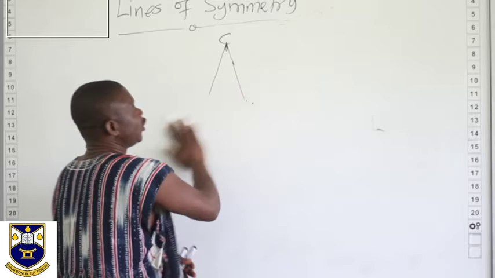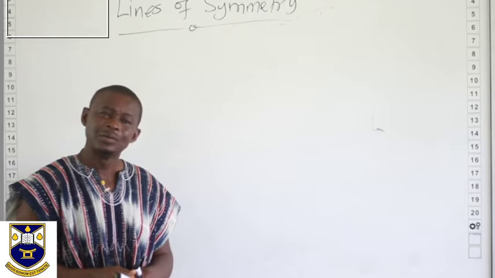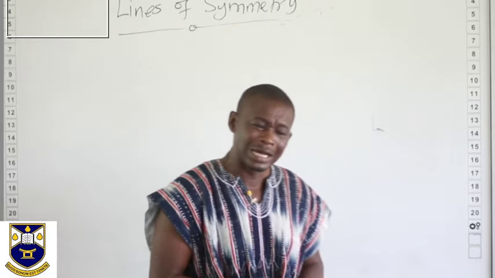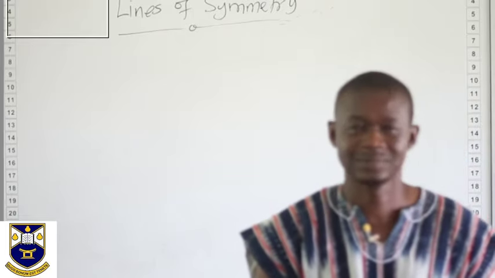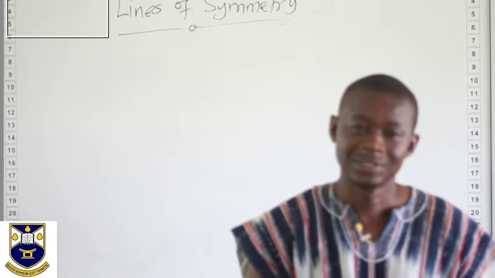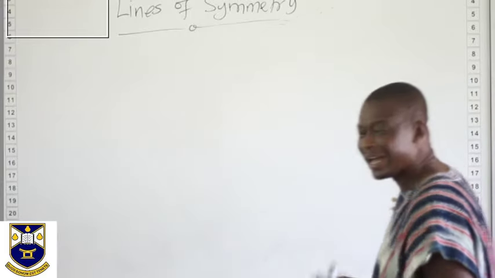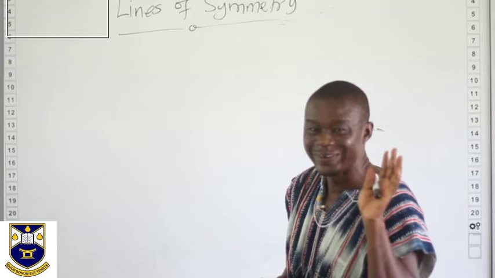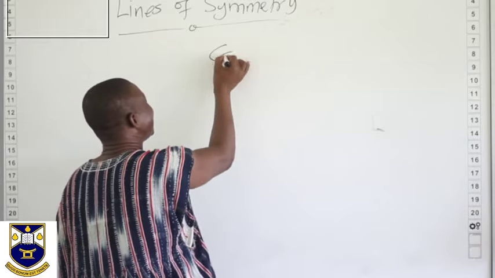Now let's move on to investigate the other triangle. We also have the other triangle. Which triangle is this? Okay, I can hear you. We also have one we call the scalene triangle.